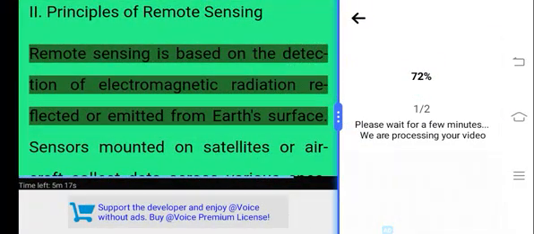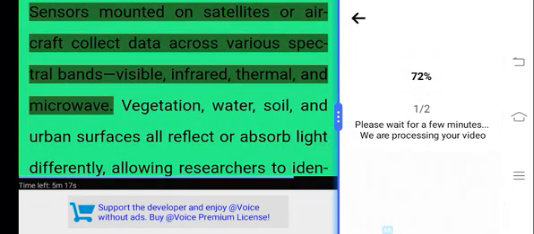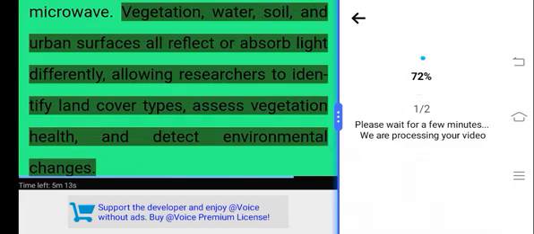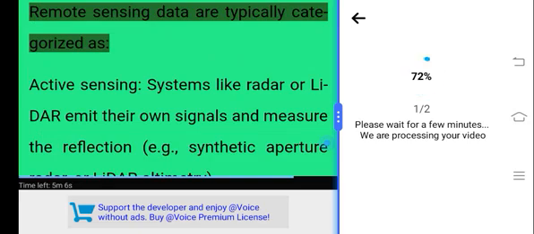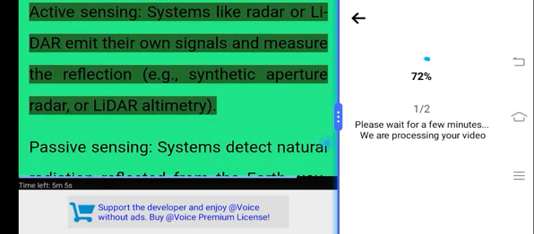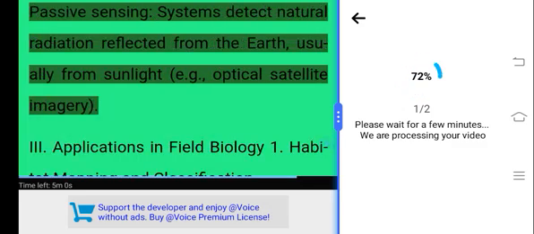2. Principles of remote sensing. Remote sensing is based on the detection of electromagnetic radiation reflected or emitted from Earth's surface. Sensors mounted on satellites or aircraft collect data across various spectral bands: visible, infrared, thermal, and microwave. Vegetation, water, soil, and urban surfaces all reflect or absorb light differently, allowing researchers to identify land cover types, assess vegetation health, and detect environmental changes. Remote sensing data are typically categorized as active sensing: systems like radar and lidar emit their own signals and measure the reflection, e.g., synthetic aperture radar or lidar altimetry. Passive sensing: systems detect natural radiation reflected from the Earth, usually from sunlight, e.g., optical satellite imagery.